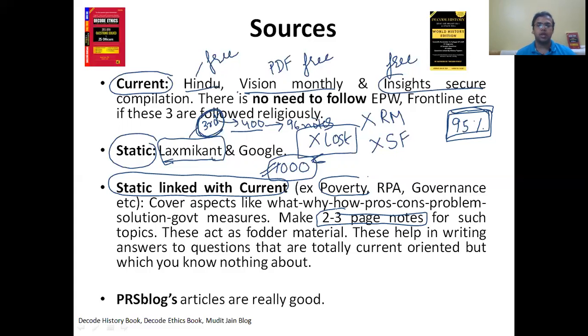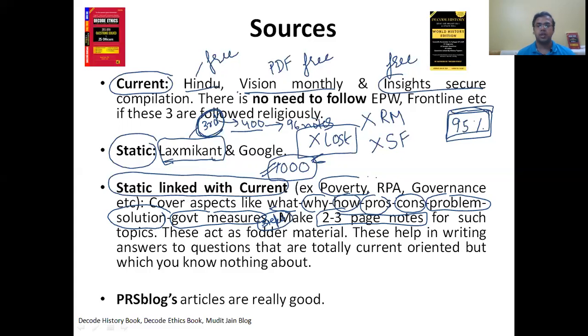Now what aspects to cover? Aspects are, for example: what is transparency, why transparency, how transparency, positives of it, negatives if any, problems in ensuring transparency, what are the solutions that are already implemented to ensure transparency, what measures the government has taken, and also you can cover steps that you recommend to ensure transparency.